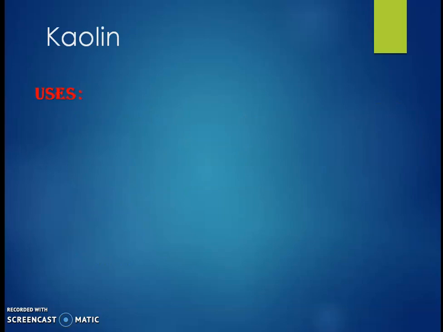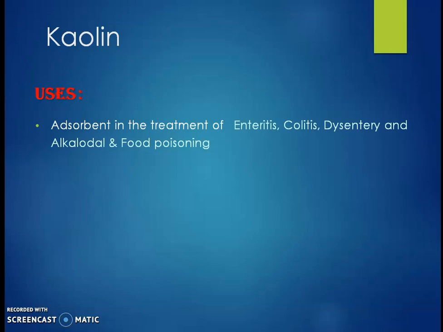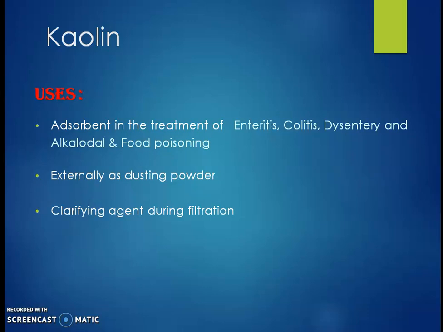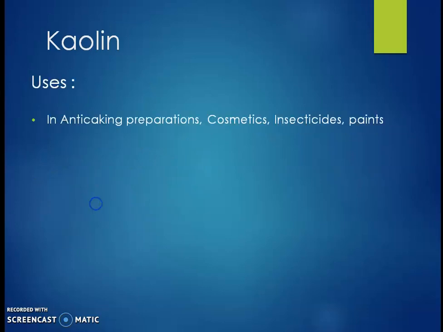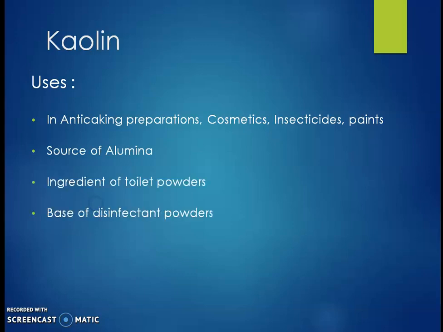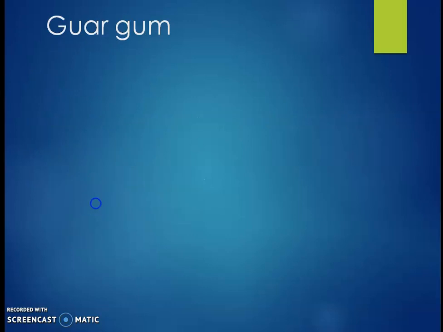Uses of kaolin: adsorbent in treatment of enteritis, colitis, dysentery, and alkaloid food poisoning. It is used externally as dusting powder, and as clarifying agent during filtration. Then other uses are in anti-caking preparations, cosmetics, insecticide, and paint. Source of alumina, ingredient of toilet powders, base of disinfectant powder.